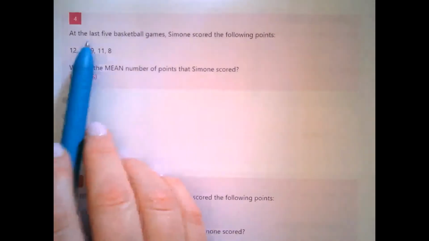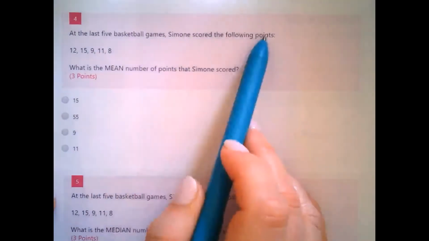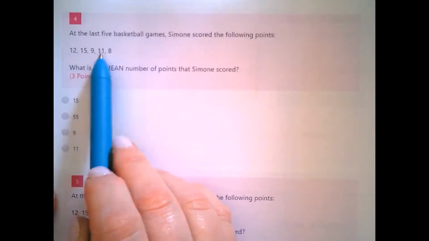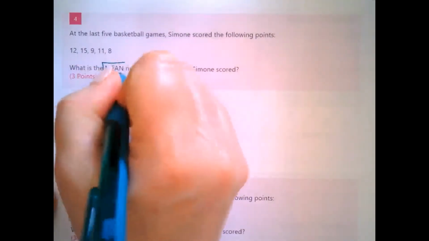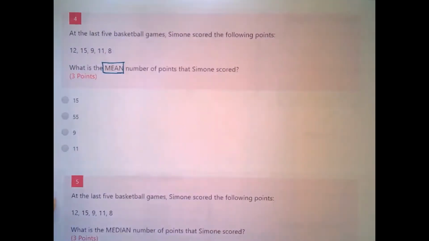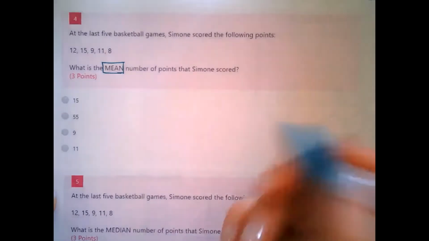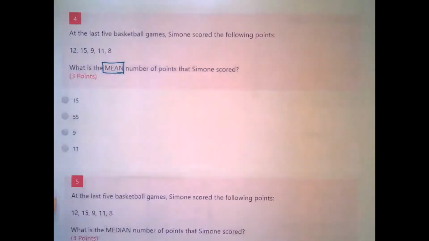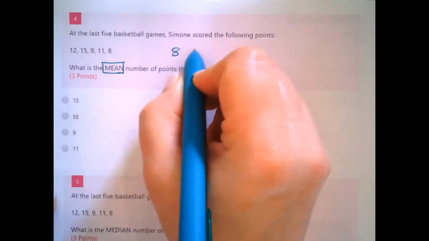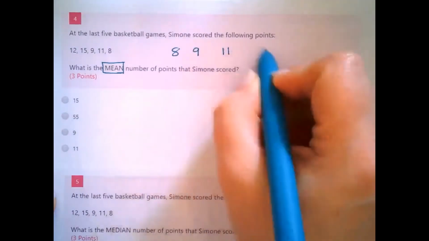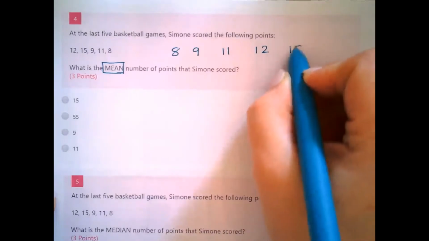It says that at the last 5 basketball games, Simone scored the following points: 12, 15, 9, 11, and 8. First, we want to know the mean. That should be the word that you pay attention to. Before I do anything with this data, I would really like to put these numbers in order. That way, no matter what I need them for today, I will have them. So they're going to go in order: 8, 9, 11, 12, 15.